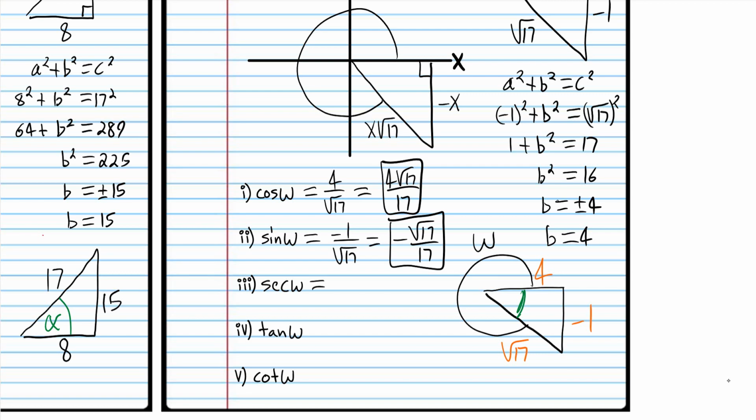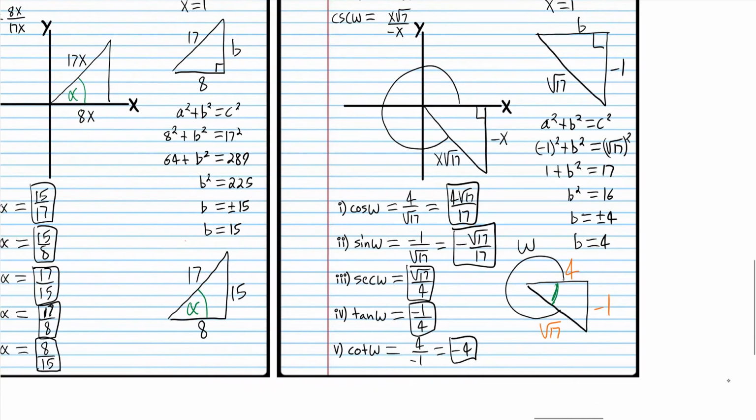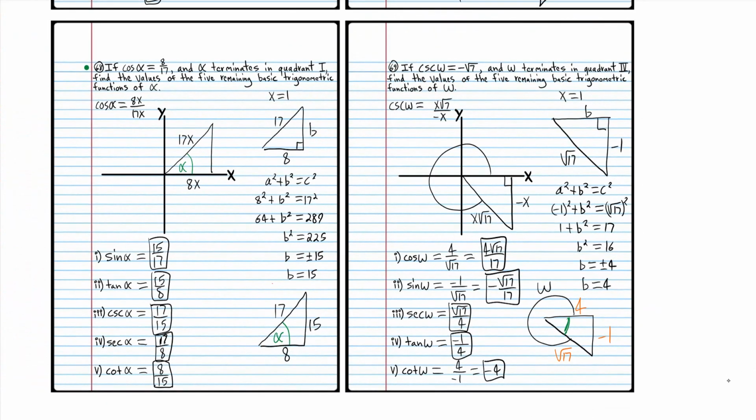Secant omega is the hypotenuse divided by the side adjacent omega. And tangent omega is the side opposite the green reference angle over the side adjacent the green reference angle. Cotangent omega is the side adjacent the green reference angle over the side opposite the green reference angle. So if you got those answers, excellent.